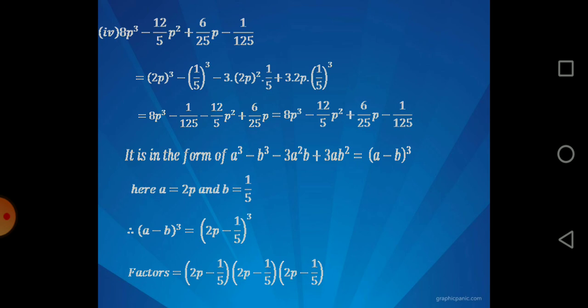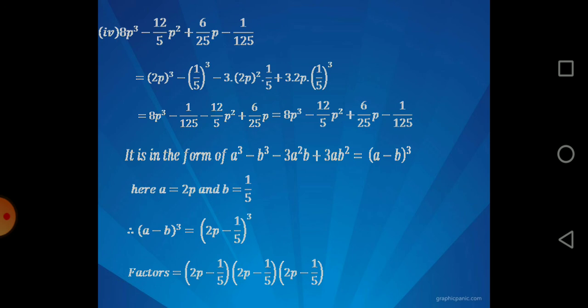So let us test the third step, that is minus 3a square b. Minus 3a square b means minus 3 into 2p whole square into 1 by 5. 2p whole square is 4p square. 4 3s are 12, and this third step is minus 12 by 5p square. Yes, this term is also there in the question. So minus 3a square b is also there.